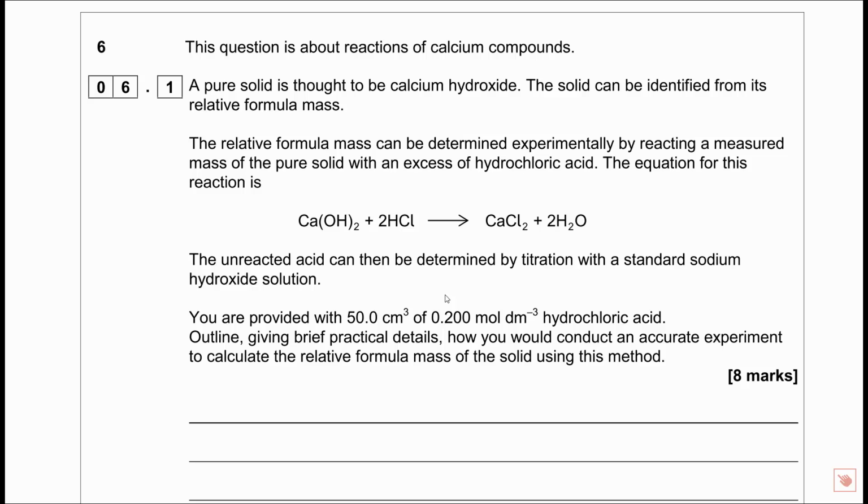More calcium. We've already talked about calcium once. They're loving calcium today, aren't they? Maybe they've got sponsored by calcium. Anyway. Question. Oh, 8 marks. There's a question. It's 8 marks. Oh, I don't want this.